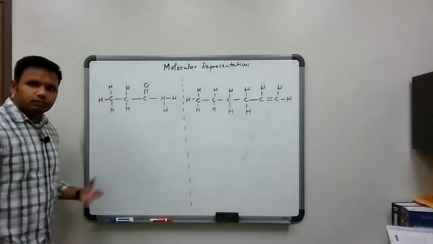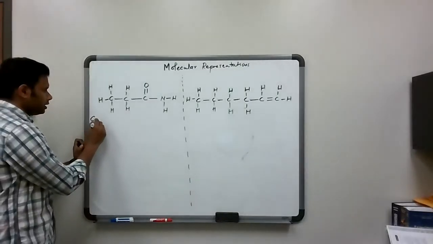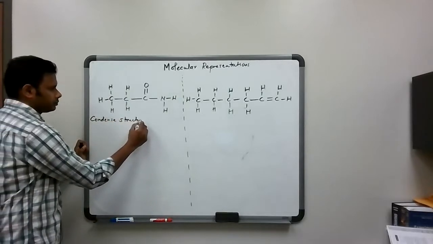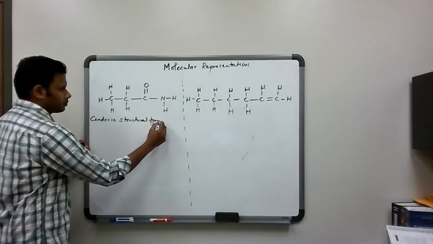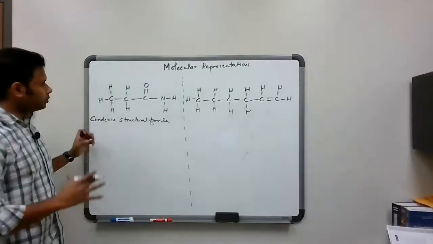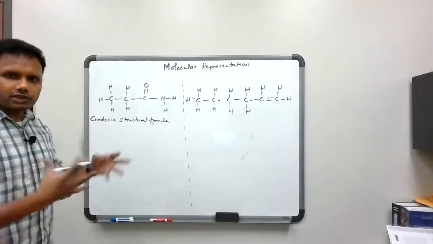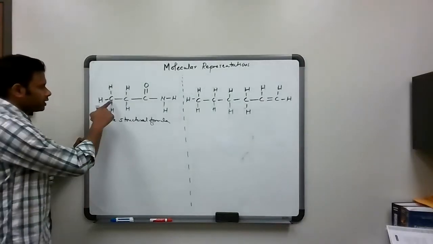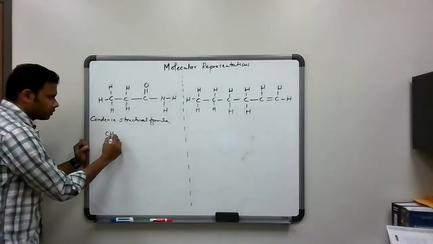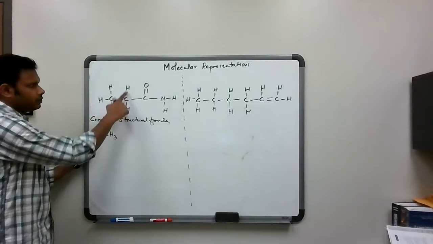for the different molecular representations that are possible. So the first molecular representation that we're going to draw here is called a condensed structural formula. What we do in a condensed structural formula is we condense this molecule a little bit. We shrink it a little bit. So if you look at this carbon here, it has three hydrogens to it. So that can be drawn as a CH3. And then that carbon is connected to a carbon with two hydrogens to it.